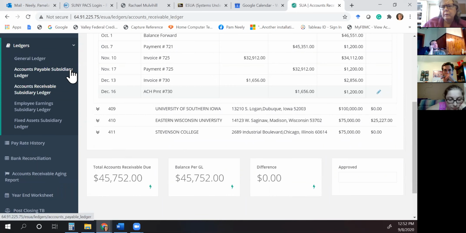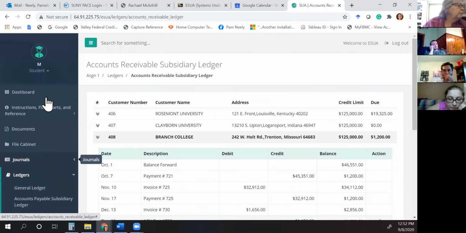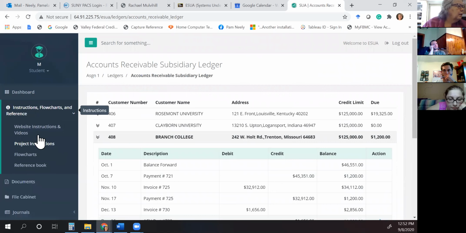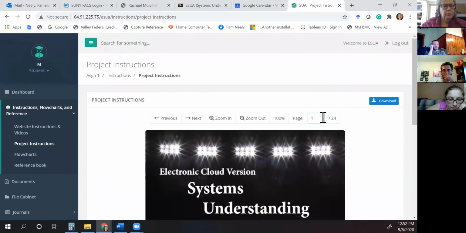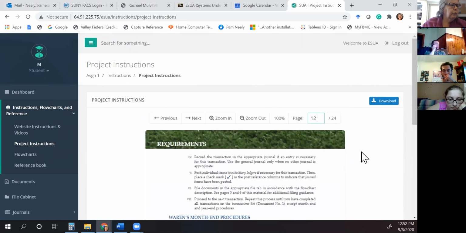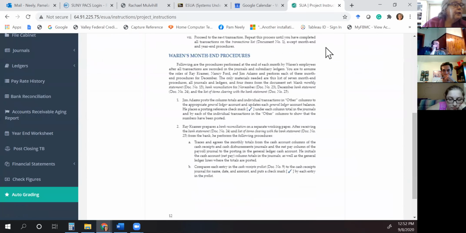Were we supposed to know to do this? Because I'm literally so lost right now because I didn't read anything about the aging anything. Okay, I will show you where it is. Oops, page 13.